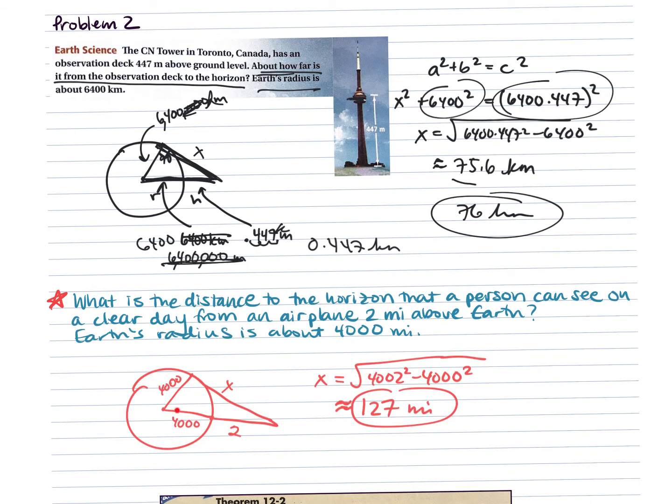Okay, so when you redraw this picture with the 4,000 as the radius, this is 2 in miles, again, not to scale, very clearly. And then when you do the Pythagorean theorem to solve for the x, you get that x is about 127 miles. Okay, moving on.